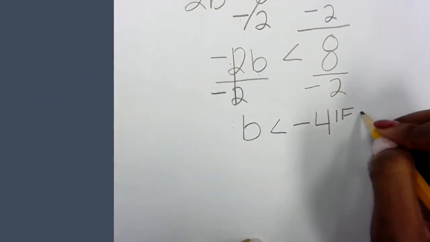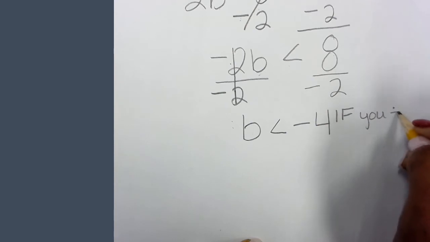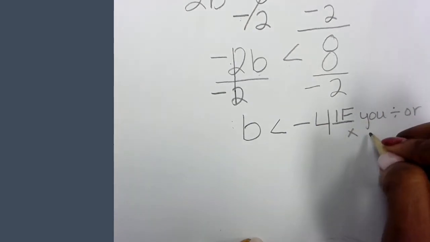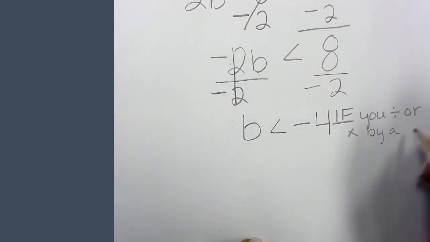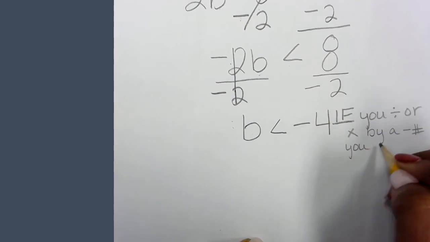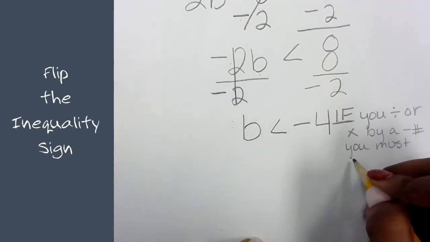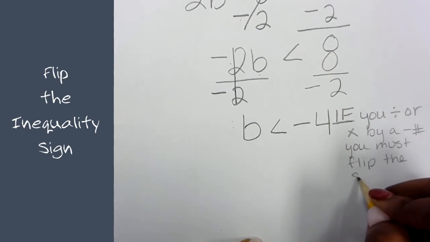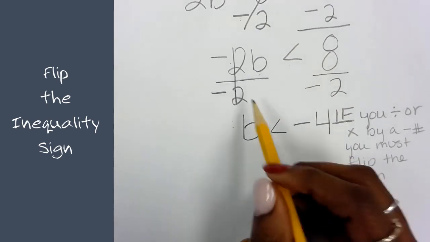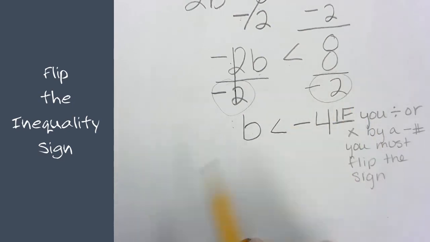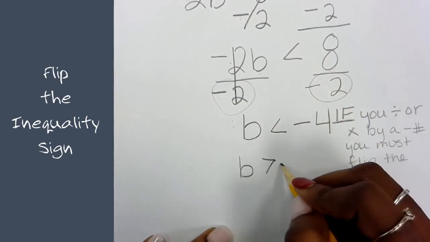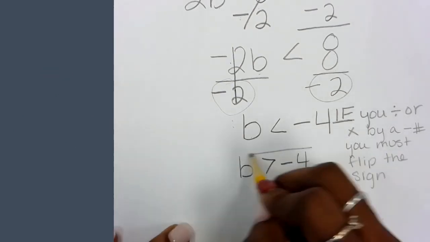If you divide or multiply by a negative number, you must flip the inequality sign. And in this case, we divided by a negative. So my final answer will be b is greater than -4.